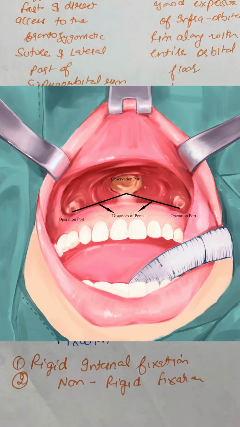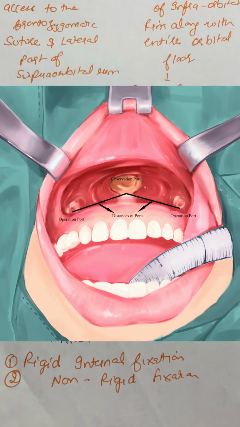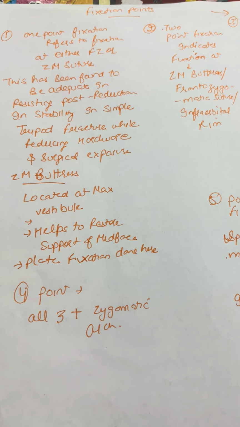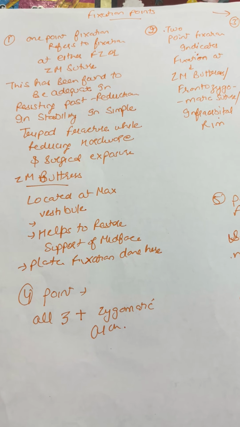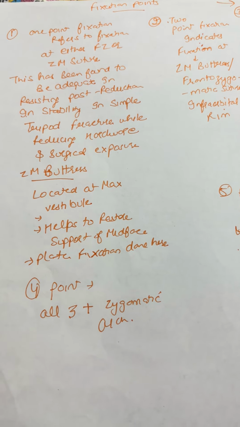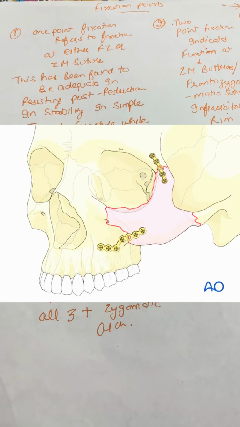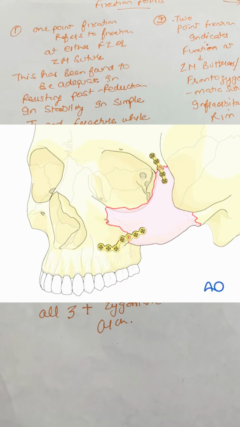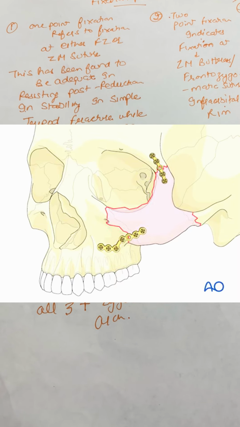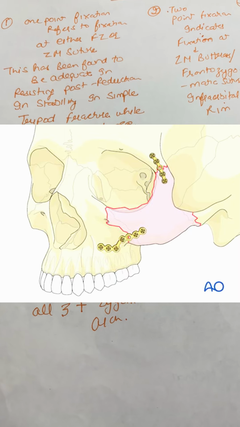What are the fixation methods? First one is rigid internal fixation. Second one is non-rigid internal fixation. And what are the fixation points? First one is one-point fixation, which refers to fixation at either the frontozygomatic or zygomaticomaxillary suture. This has been found to be adequate in resisting post-reduction instability in simple tripod fracture while reducing hardware and surgical exposure.